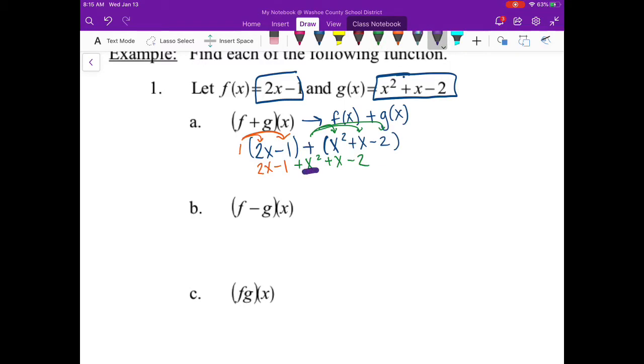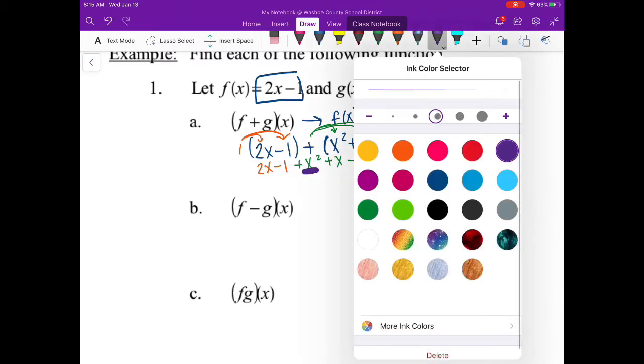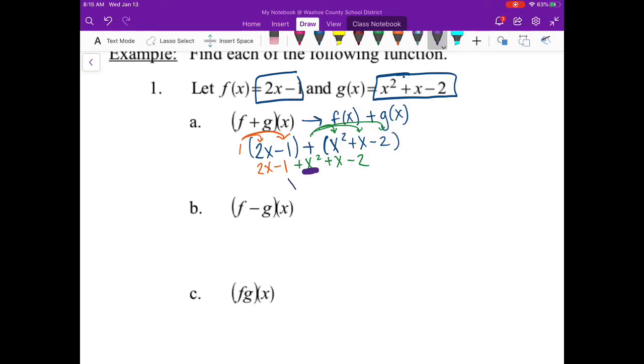So I'm going to combine like terms, starting with my highest exponent. X squared cannot combine with anything else, so that's going to just be x squared. And then I have 2x plus 1x, that's going to give me 3x. And lastly, negative 1 minus 2 gives me negative 3. And right now, that's all we're asking you to do. You are just going to add these together, okay?